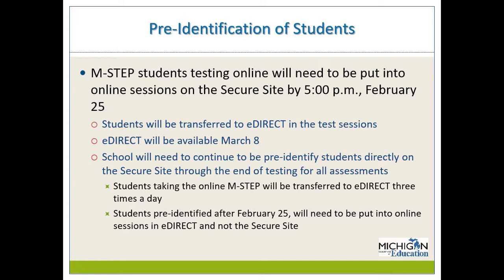Students taking the online M-STEP will be transferred to eDirect 3 times a day after the initial transfer on February 25th. For new students pre-identified after February 25th, once transferred into eDirect, schools will need to put the students into an online session in eDirect. The secure site will not be available to put students into online sessions after February 25th. If you do not wish to put students into an online session in the secure site, you can wait until after February 25th when the students are transferred and then put them into an online session in eDirect. This is at the school's discretion.